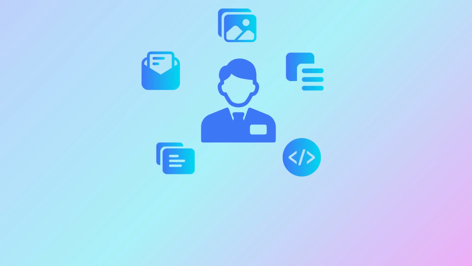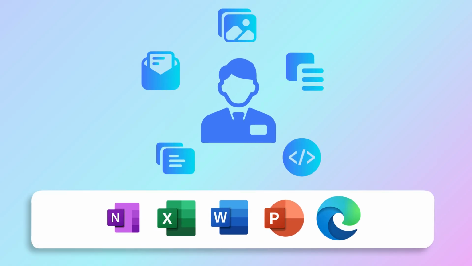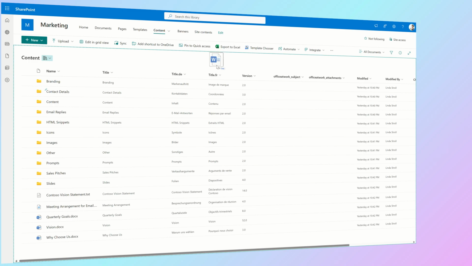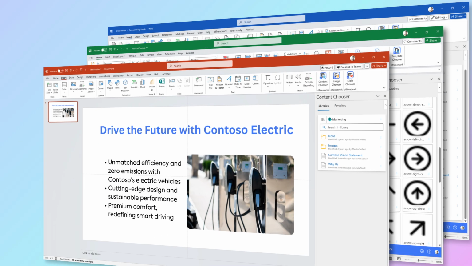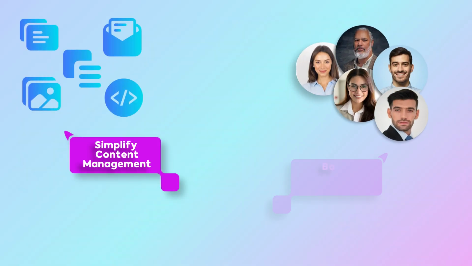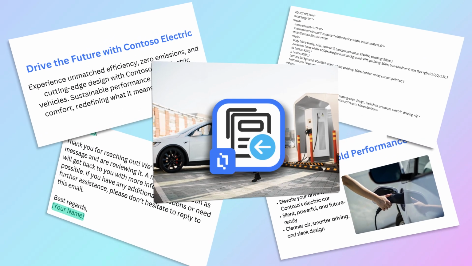With centralized management and seamless integrations across your favorite apps, the Content Chooser allows you to update content once and make it available across all applications and users. If you want to simplify your content management, boost content usage, and drive better business outcomes, the Content Chooser is the app you need.